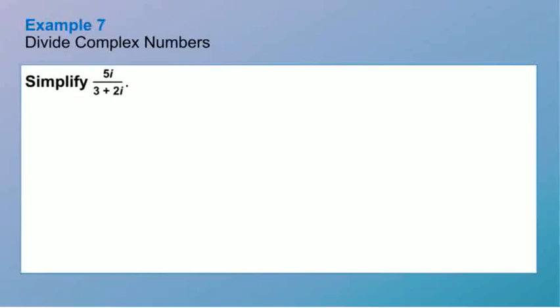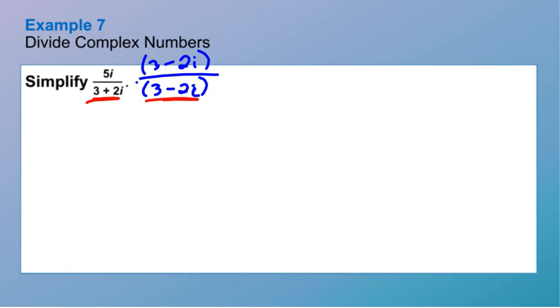Example 7, divide complex numbers. So here we're going to rationalize the denominator to simplify. So I'm going to multiply this by 3 minus 2i, instead of plus 2i, it'd be minus 2i, in the top and the bottom. Then just treat this bottom one as a difference of 2 squares.